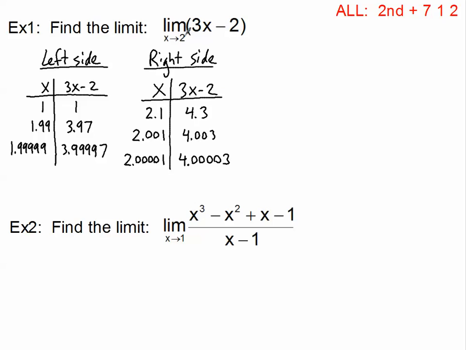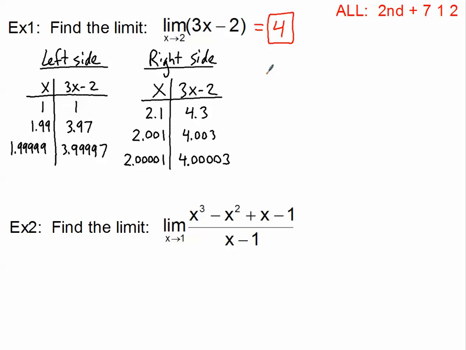So you can see clearly from our quick little t-tables that when we're on the left side of 2, again, 2 is the thing that we're trying to approach. That's what x is approaching. As x approaches 2 on the left side, our function is approaching the value of 4. And on the right side, as x is getting closer and closer and even closer to 2, the function is getting closer and closer and even closer to 4. So you would think, of course, that this limit is equal to 4, and you'd be correct.